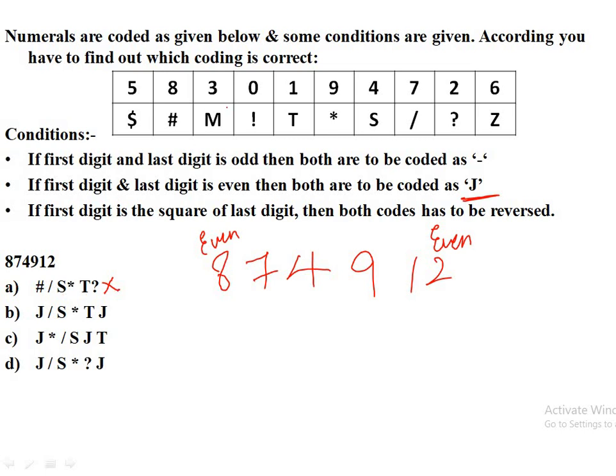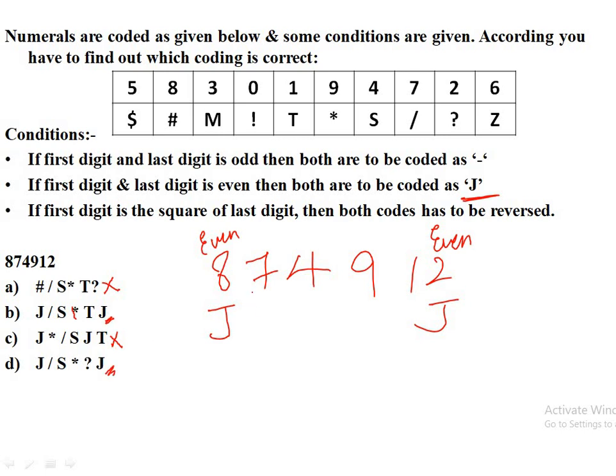Remember, here 8 means ash and 2 means question mark, as provided in the given table. But that is not the way we need to solve it. Why? Because there is a condition that if both are even, then I need to go with J. Correct. I need to solve on that basis. So I am marking both as J. In option B, I am having it. In option C, I am not having it. So I am eliminating. Maybe my answer is B or C.